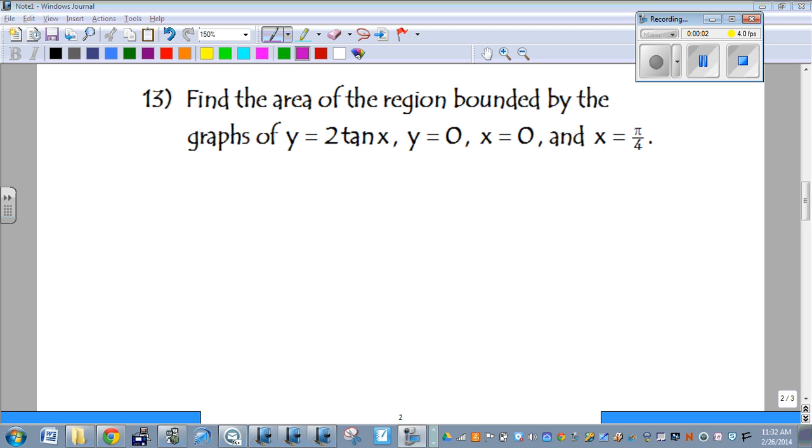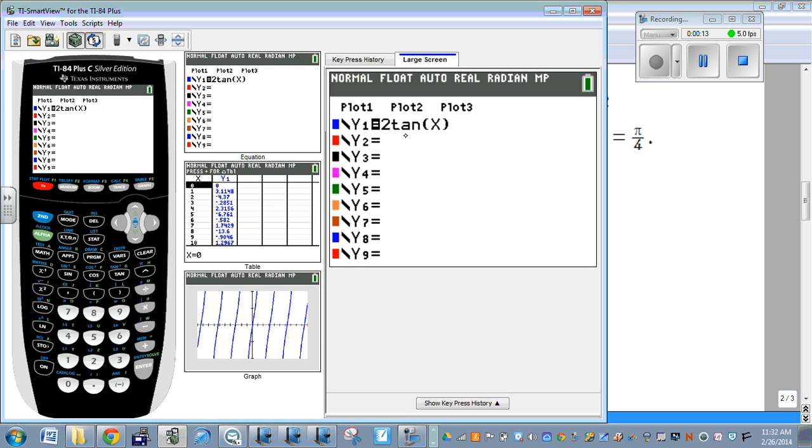Alright, number 13, we're defining the area of the region bounded by the graphs y equals 2 tangent of x, y equals 0, x equals 0, and x equals pi over 4. So let's take a look at that graph. So I've got y equals 2 tangent of x in there.